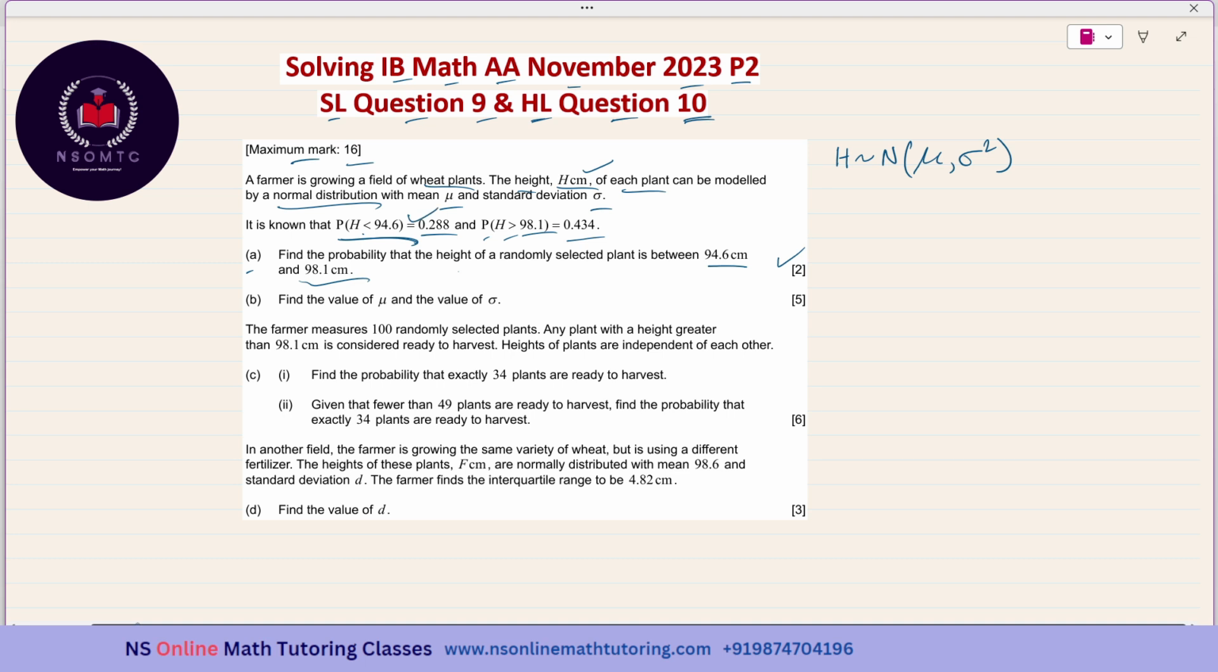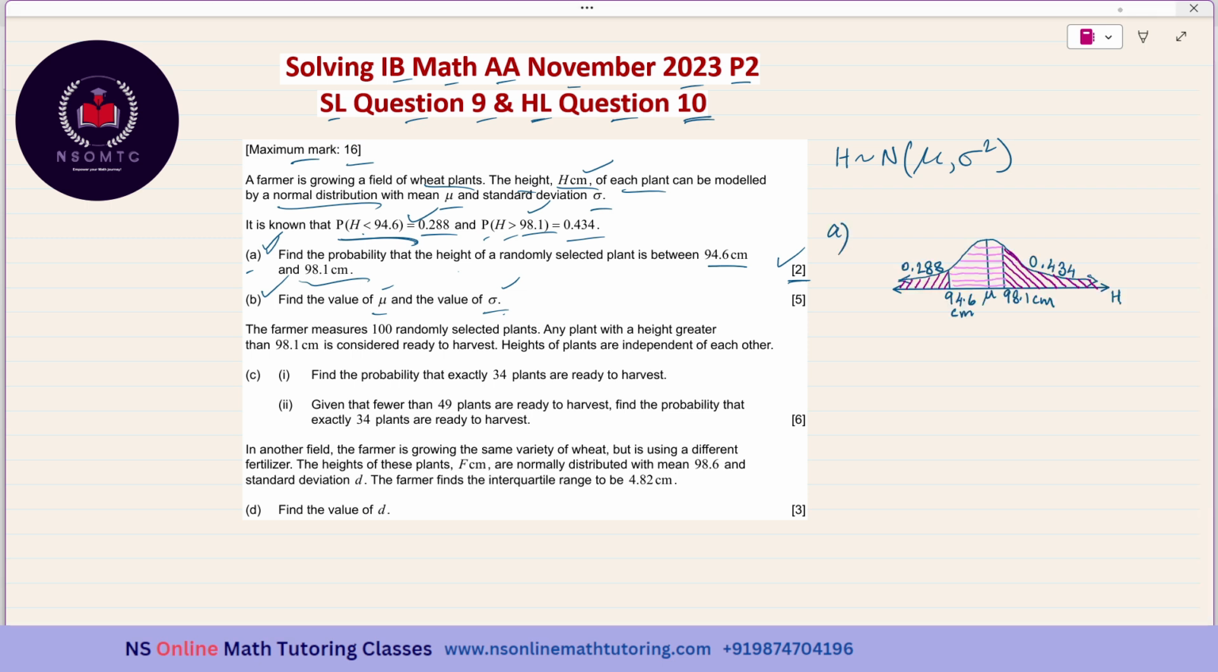You are given 2 pieces of information, so you can definitely find the mu and the sigma values and then get the answer for subpart A. But you have to remember that this subpart contains just 2 marks and finding the values of mu and sigma belongs to subpart B. So is there any way of getting the answer to subpart A without knowing the values of mu and sigma? Let's see.